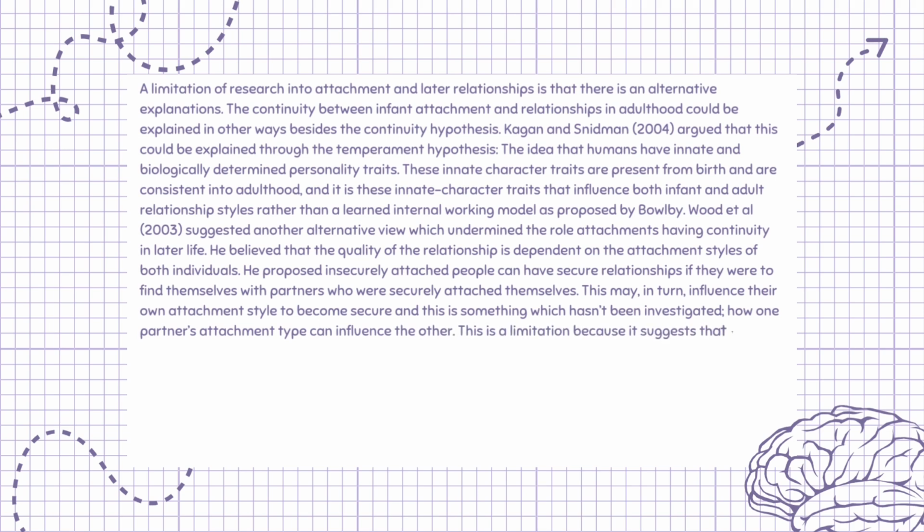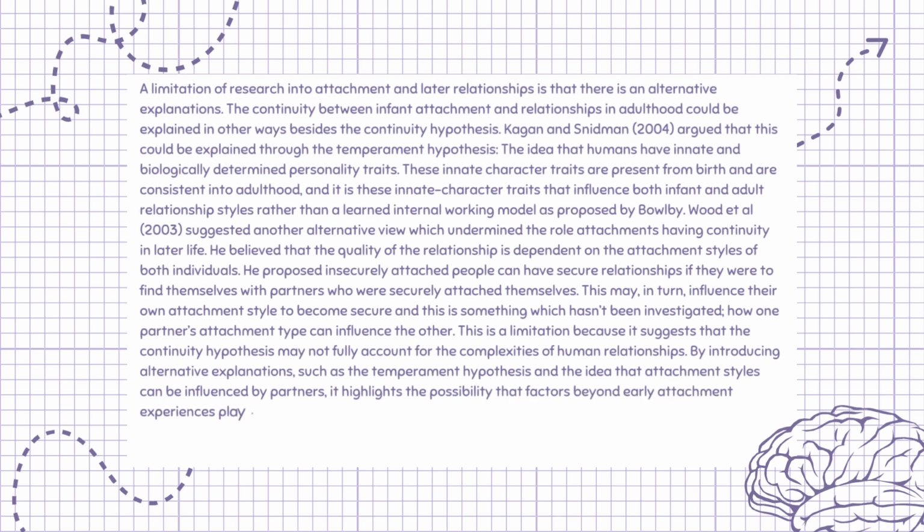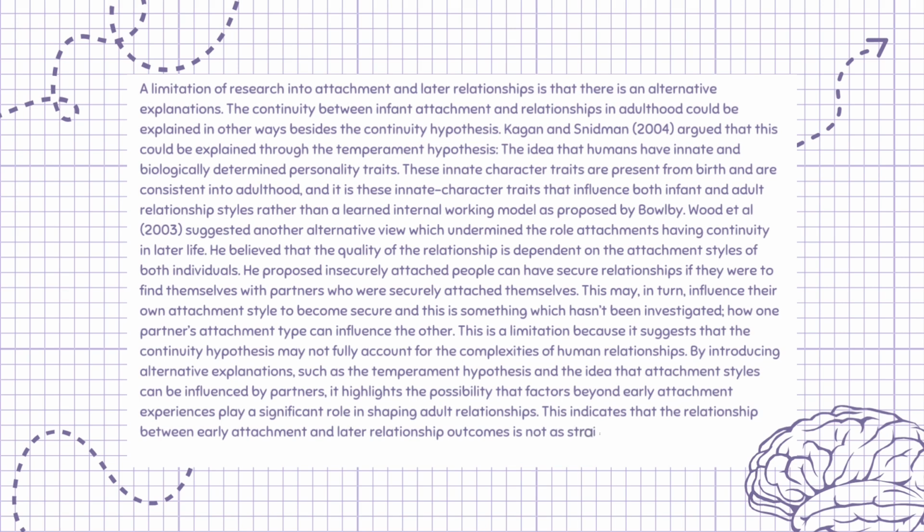This is a limitation because it suggests that the continuity hypothesis may not fully account for the complexities of human relationships. By introducing alternative explanations, such as the temperament hypothesis and the idea that attachment styles can be influenced by partners, it highlights the possibility that factors beyond early attachment experiences play a significant role in shaping adult relationships. This indicates that the relationship between early attachment and later relationship outcomes is not as straightforward as previously thought, and further research is needed to explore these dynamics.